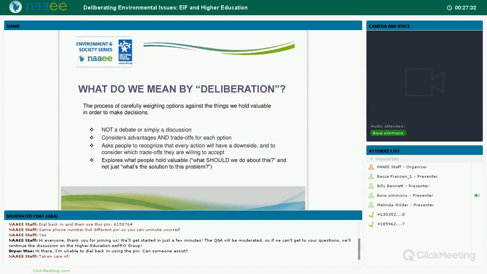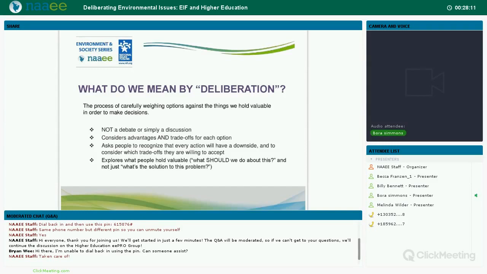It's asking people to recognize that every action does have a downside and that there are no silver bullets when we talk about environmental issues or other societal issues. And one of the really important pieces about the environmental issues forums in particular, as it relates to deliberation, is that it takes a frame of asking people to think about what they hold valuable. The focus is on what should we do about this issue.